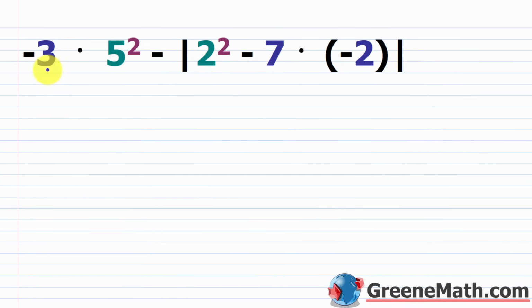So here we have this negative 3 times 5 squared minus the absolute value of 2 squared minus 7, and then times negative 2. So we do actually have grouping symbols here to start. The absolute value bars are grouping symbols. So you want to go inside of there, and you want to reapply your order of operations. So in other words, inside of the absolute value bars, what do I have? I have an exponent operation, I have subtraction, and I have multiplication. So what I'm going to do is the exponent operation first because it has the highest level of priority. So what is 2 squared? That's 4.